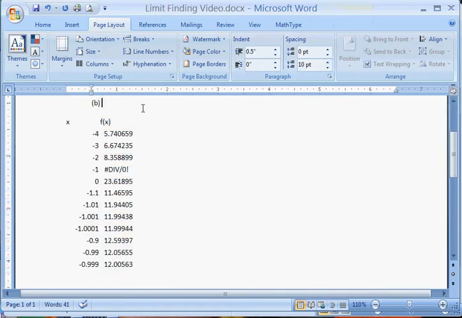And then you need to say something like, you can see from the table that as the inputs get closer to -1, the outputs get closer to 12. It's kind of nice that that actually agrees with our answer from part A.